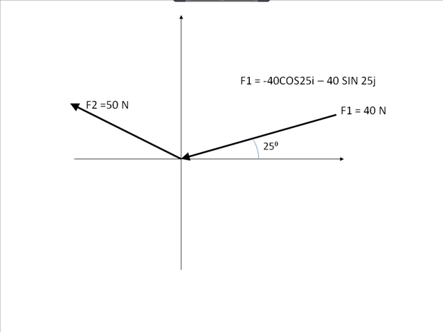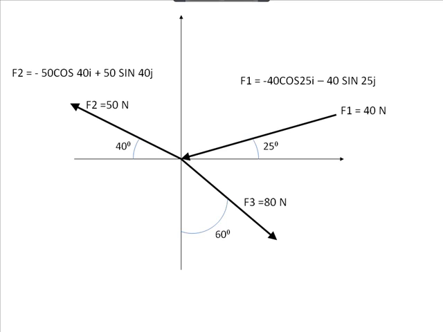Now, if you have a force in the second quadrant of magnitude 50 and inclined at 40 degrees, then the components will look like minus cos 40 i plus sin 40 j, and the magnitude you are multiplying. So the vector will read as minus 50 cos 40 i plus 50 sin 40 j. Let's say you have a force in the fourth quadrant of magnitude 80 and angle 60 degrees with the y-axis. This force in vector form will look like 80 cos 30 i minus 80 sin 30 j.